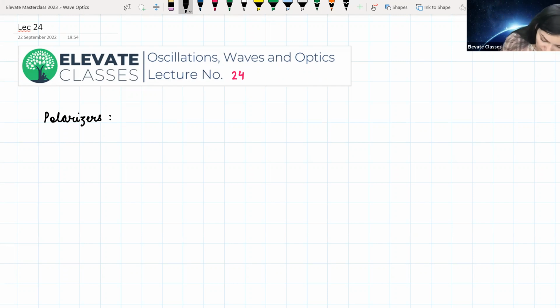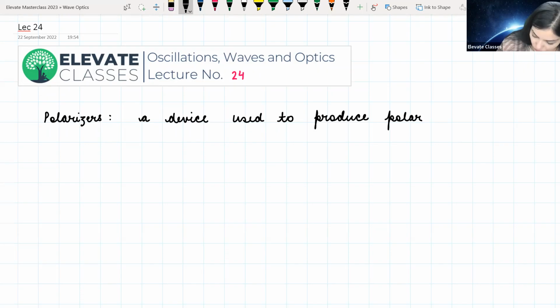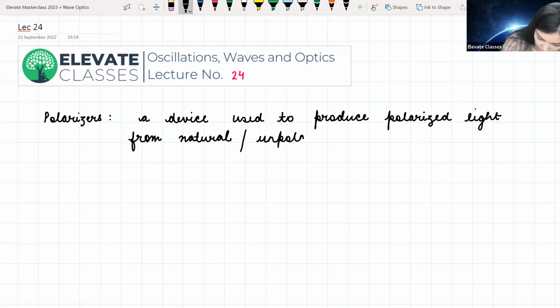So polarizer is a device used to produce polarized light from natural or unpolarized light.